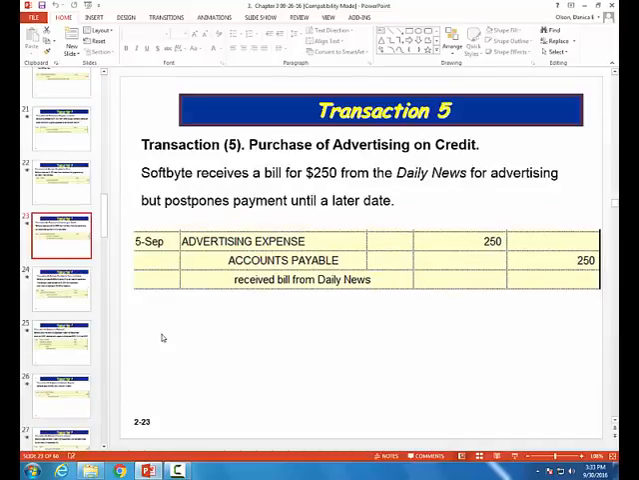In Transaction 5, we receive a bill and we promise to pay it later. We put in our date of September 5th. Our expenses have increased. To increase an expense, we debit the advertising expense for $250. We promise to pay for it later. That will increase our liabilities, so we credit accounts payable for $250. Our description is to receive the bill from the Daily News.